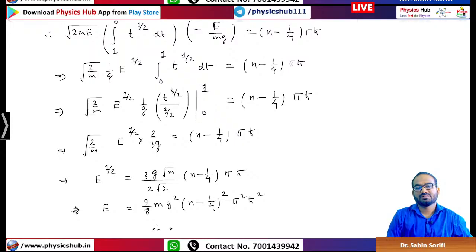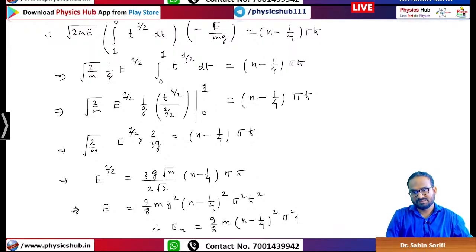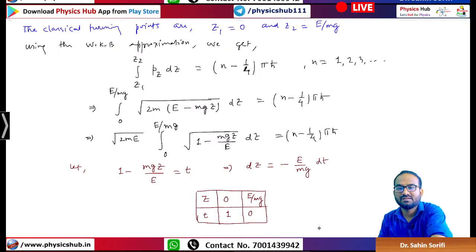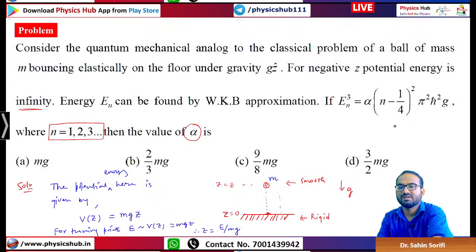So we can write E n is equal to 9 by 8 m (n minus 1/4) square pi square h cut square into g square. 9 by 8 mg, let's say we keep g, one more g here. So 9 by 8 mg (n minus 1/4) whole square pi square h cut square into g. So it is matching with option C, right?